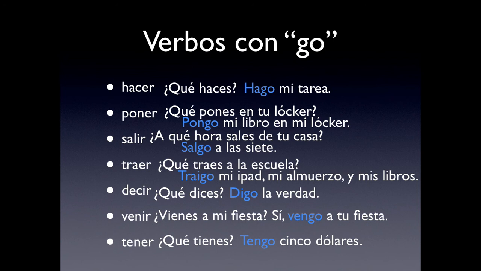So decir, venir, and tener are all stem changing verbs. So notice with decir, I change my E to an I in my stem. With venir, E goes to IE, and with tener, E goes to IE. So these are boot verbs or stem changing verbs. So they have regular endings on them, with the exception of the yo form. And the difference for these ones is that they also have a stem change. So be aware of that.